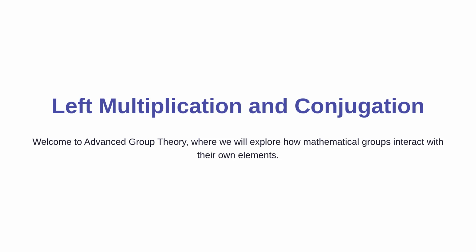Today we are going to explore two of the most fundamental ways that a mathematical group can interact with its own elements, left multiplication and conjugation. Understanding these actions is like discovering the hidden machinery that makes abstract algebra work, and it will completely change how you view symmetry and structure. Let us dive right in.